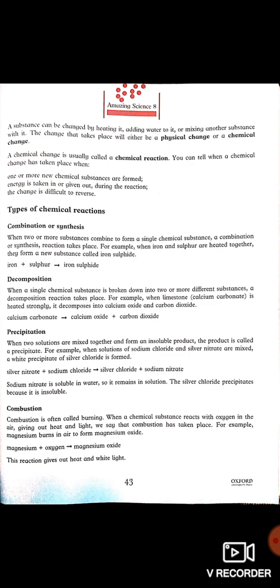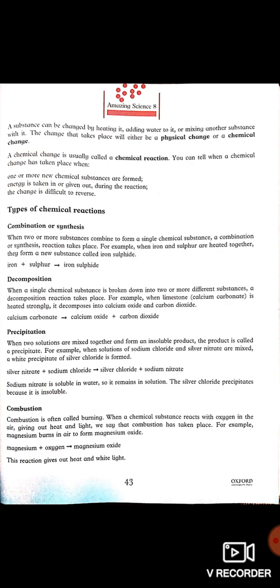Next, a substance can be changed by heating it, adding water into it, or mixing another substance. The change that takes place will be either a physical or chemical change. There are two types of changes: chemical changes and physical changes.